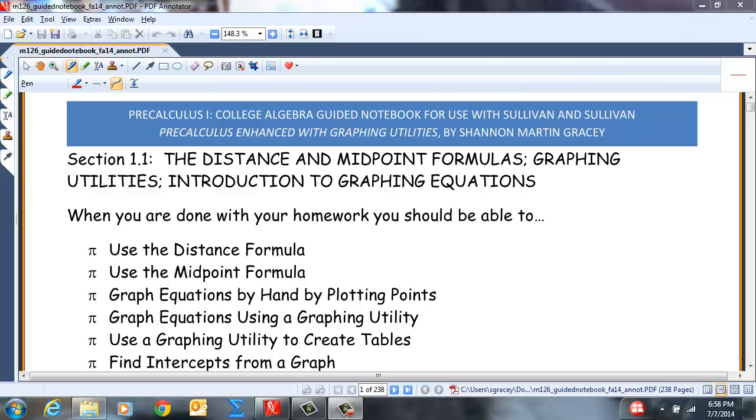So this is Precalculus 1. The first section covers the distance and midpoint formulas, graphing utilities, and introduction to graphing equations.